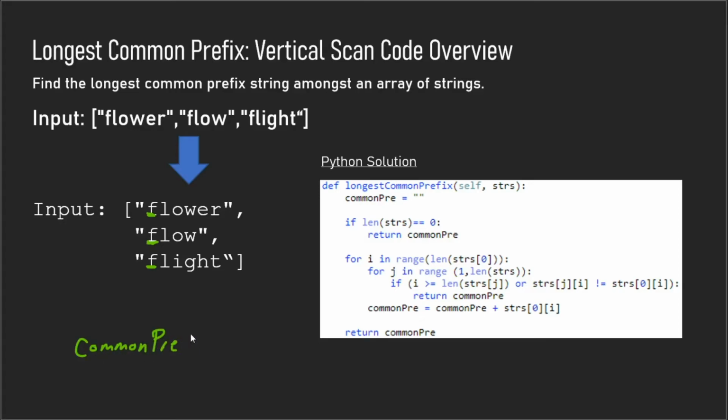Our common prefix would just become F now, and now we increment I, and we're comparing this L to our first L, that checks out, that's equal. So then we compare this L to our first L, that checks out, that's equal. So then we add it to our common prefix. Now we get to O, we check this second O and this first O, that's equal, that's good. Now we check this I to our first O here, that is not equal. So then we know we've found our common prefix, and we just return the common prefix, which is FL.